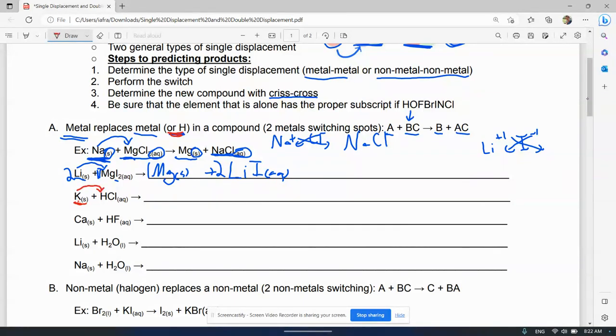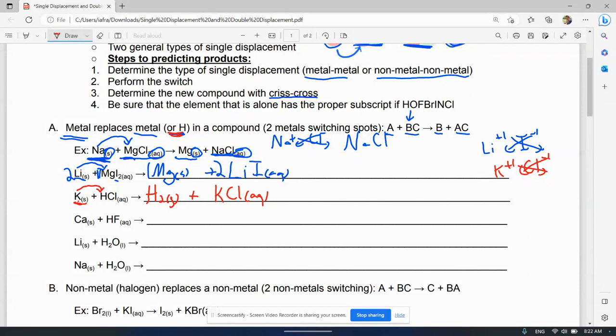And so H will be alone now, but remember that H is a Hofbrinkel, so you have to be careful here. This is going to be H2 gas plus the crisscross between K and Cl. And K and Cl is simply K plus 1, Cl minus 1, crisscross it, and you get KCl aqueous.